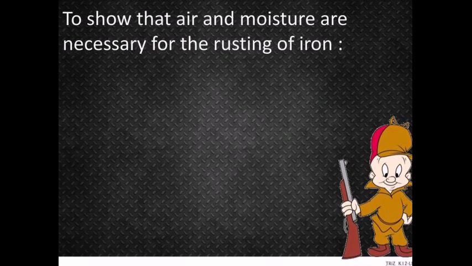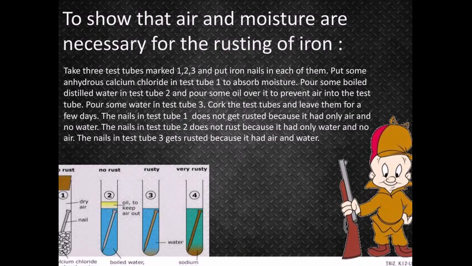To show that air and moisture are necessary for the rusting of iron. Take 3 test tubes marked 1, 2, 3 and put iron nails in each of them. Put some anhydrous calcium chloride in test tube 1 to absorb the moisture. Pour some boiled distilled water in test tube 2 and pour some oil over it to prevent air from entering the test tube. Pour some water in test tube 3. Cork the test tubes and leave them for a few days.